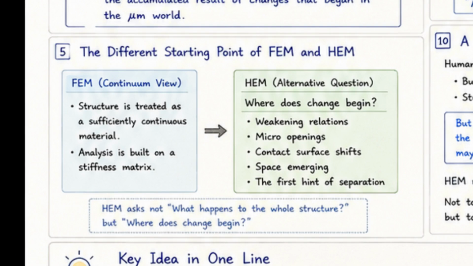It views a structure as a sufficiently continuous material and builds its analysis around a stiffness matrix. HEM may begin from a different question. Where does change begin? Not at the scale of the whole structure, but at the scale of weakening relations, micro-openings, contact changes, and the first signs of separation.